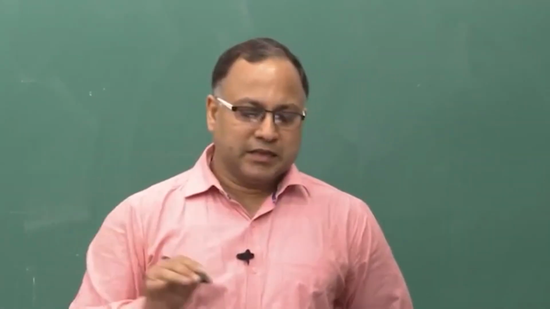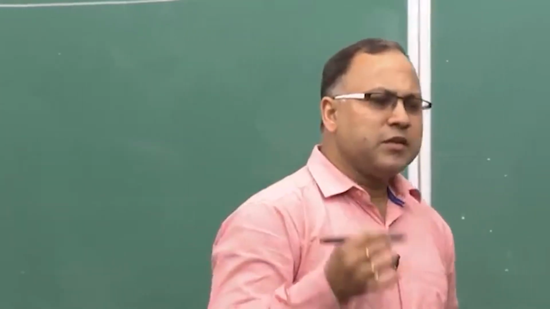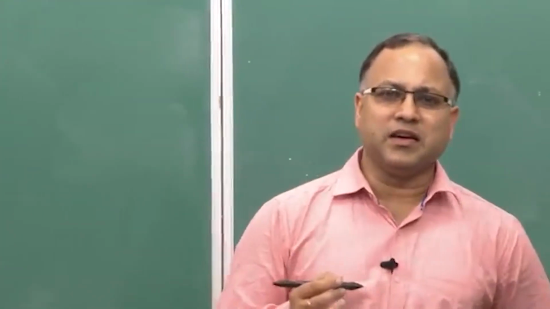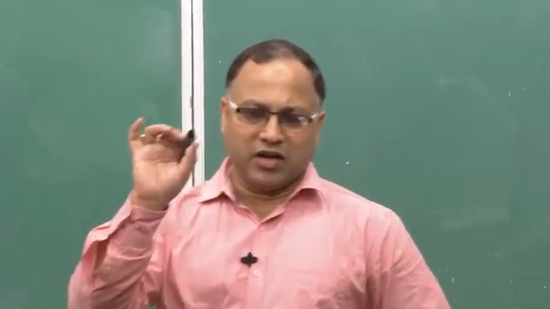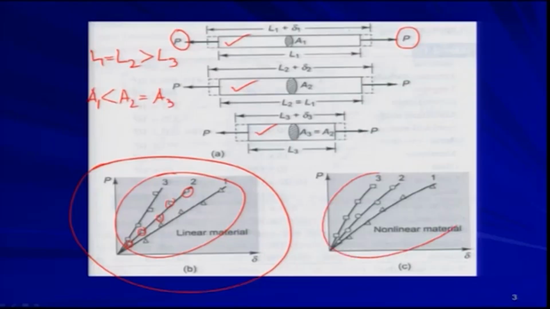And if it is linear, then you get a complete linear variation between P and delta. But most of the time you will see that the material does not behave as a linear system. You may get a nonlinear system, and then the plot of P versus delta will look like this. However, as far as this course is concerned, we will only consider the linear system. We are not going to talk about the nonlinear system, that is beyond the scope of this course.